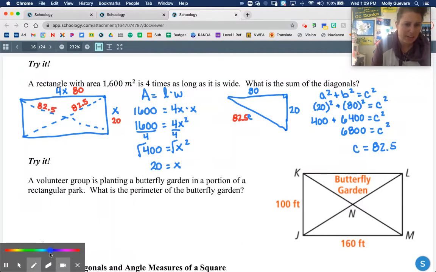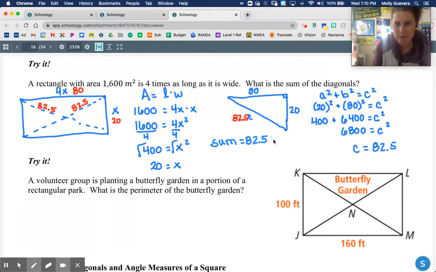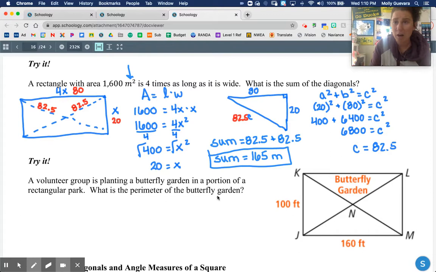So then it's asking us what is the sum of the diagonals. So the sum is going to be equal to 82.5 plus 82.5. Add it all up, and I get that the sum is equal to 165. Then what's the units? Right here it tells me that it's meters, so it'll be meters. So both the diagonals added up gives me 165 meters.